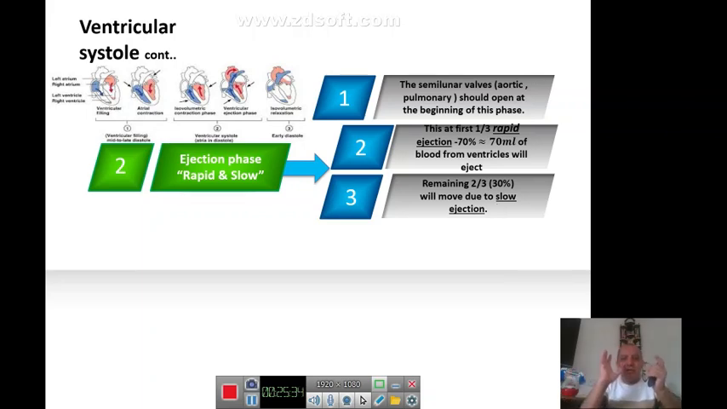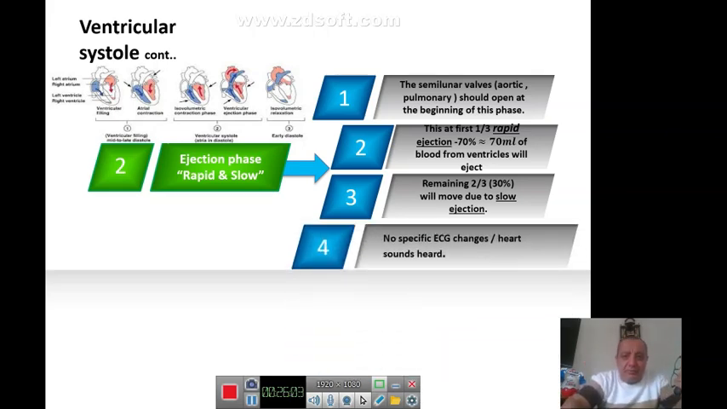Of course, logically or clinically, the volume of the blood at the end of the diastole should be maximum. While the end systolic volume, the volume of the blood at the end of the systole, should be minimum, because we are pumping out the maximum amount of the blood. Okay, this is the logic.